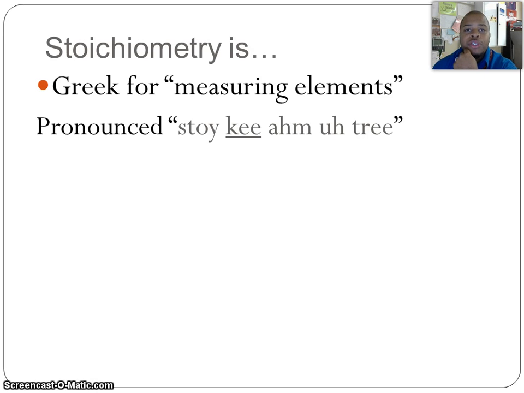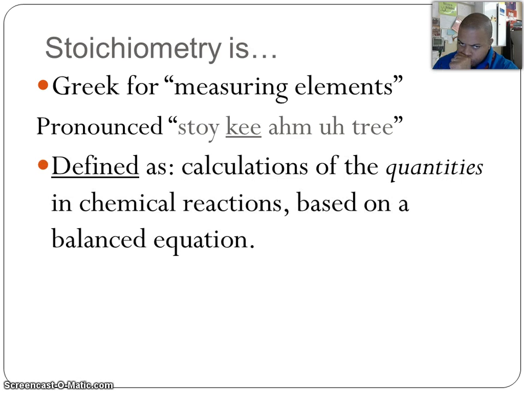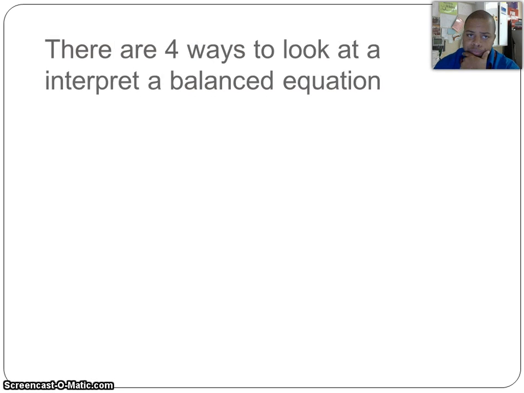Now, stoichiometry, overall, is Greek for measuring elements. It's defined as calculations of the quantities in chemical reactions based on a balanced equation. In other words, how will the amount of products, or if I'm comparing two reactants, relate; the amounts that I'm going to get based on the balanced equation, based on my recipe.